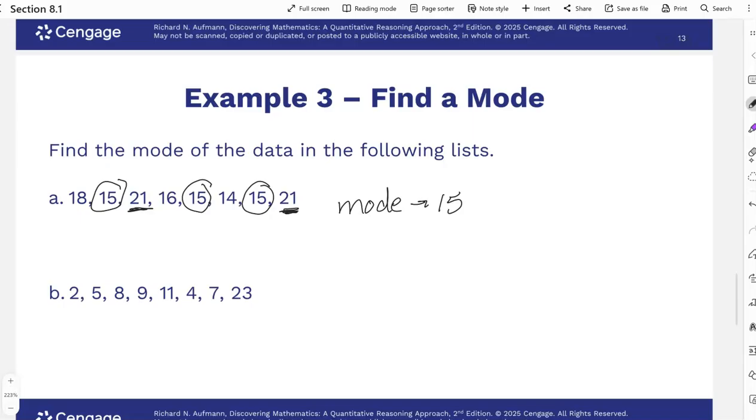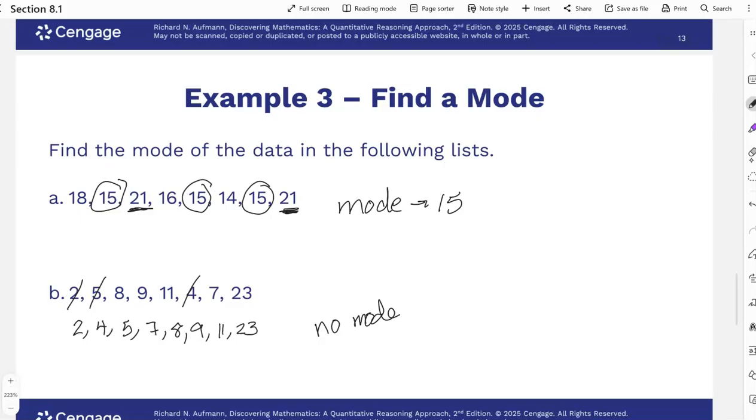If we look at the second example, let's see, we have 2, we have 4, we have 5, 7, 8, 9, 11, and 23. There are no repeats here. So we would say this does not have a mode, so there's no mode for that.